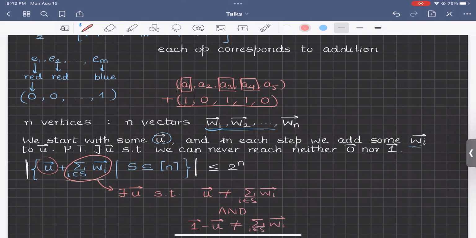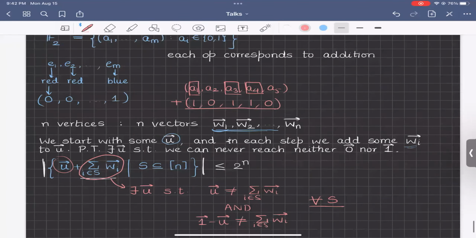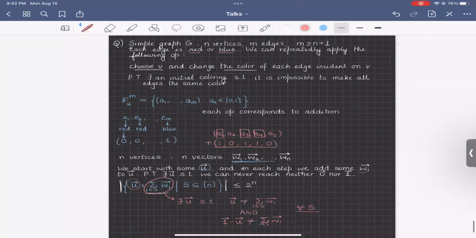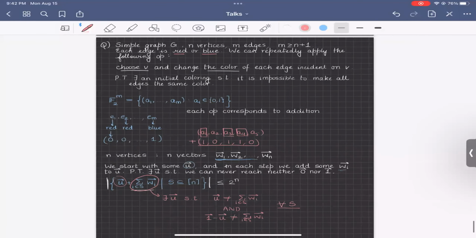So if m is greater than n plus 1, then this is true. Because each pair has to contain half of the number of U, which is at least 2 to the n. So if it's strictly greater, then we're done, right? Oh, right. We still need to work out the case where m is equal to n plus 1.